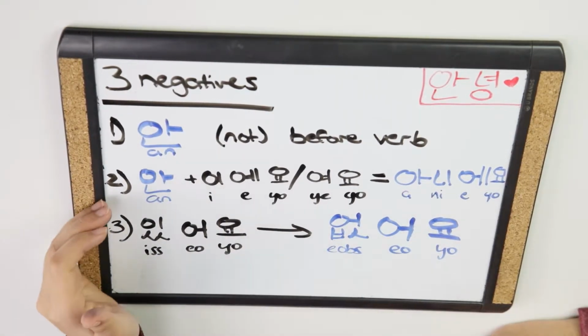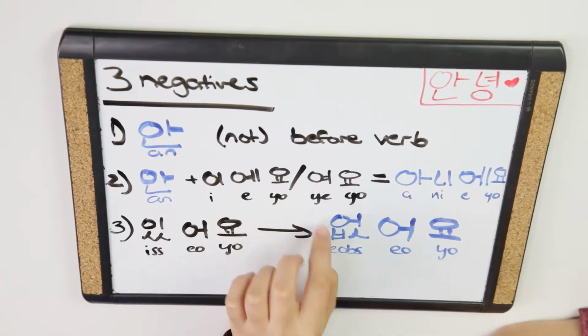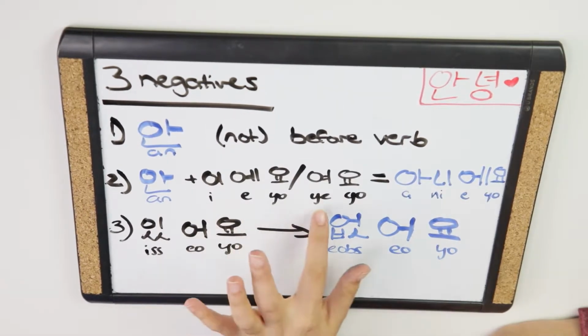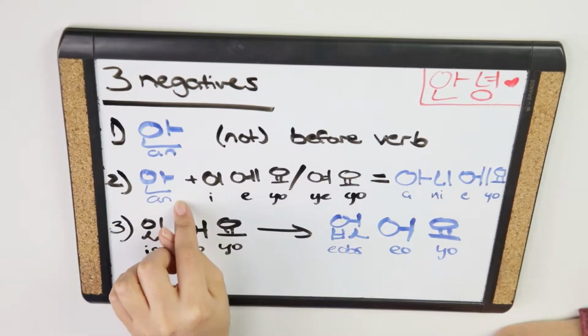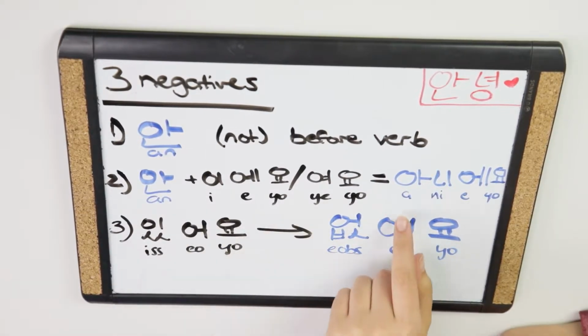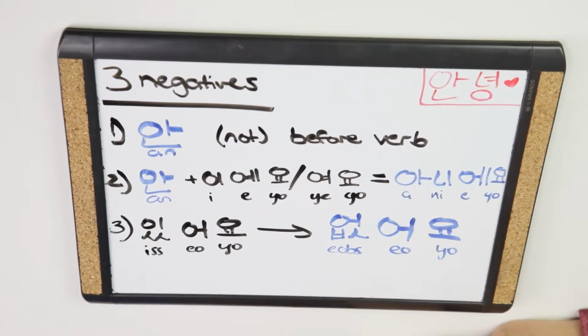Next we have 안 with a combination of these, which 예요 or 이에요 depends on whether it is a consonant or vowel. But 안 put together, it will create 아니에요. Next we have 있어요. 있어요 means there is or are. That would automatically transfer to 없어요, meaning there is not. 있어요 will change into 없어요. So let's look at a few examples on these three ways.